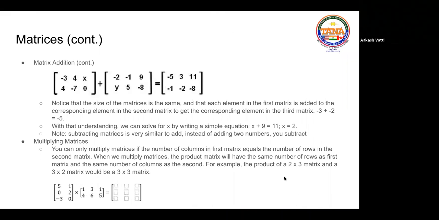So matrix addition continued. There's a matrix right there. So notice the size of the matrices is the same, and that each element in the first matrix is added to the corresponding element in the second matrix to get the corresponding element in the third matrix. -3 plus -2 is -5, which is right here. And with that understanding, you can solve for x by writing a simple equation. x plus 9 is equal to 11. Therefore, x must be 2 because 2 plus 9 is 11.